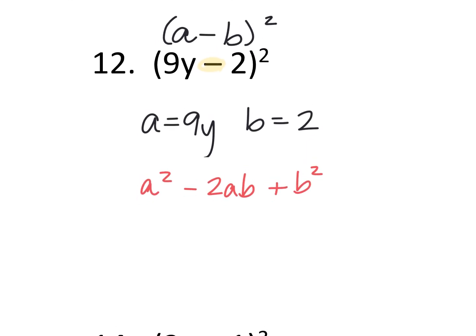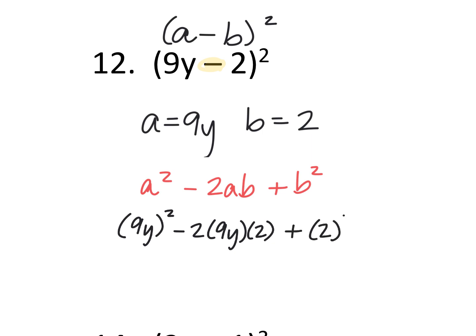So using parentheses, a squared is 9y squared. Then you've got minus 2 times a, which is 9y, b, which is 2, plus b squared, which is 2 squared. So just like you would do any formula in like science or whatever, we're just replacing what we see. 9y squared is 81y squared. Hopefully that makes sense. 9 squared is 81. Y squared is y squared.